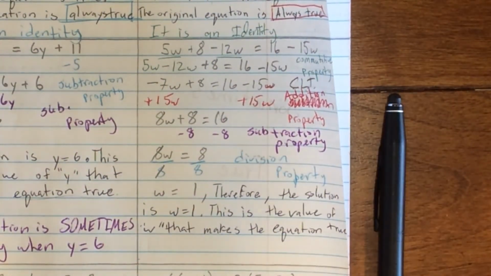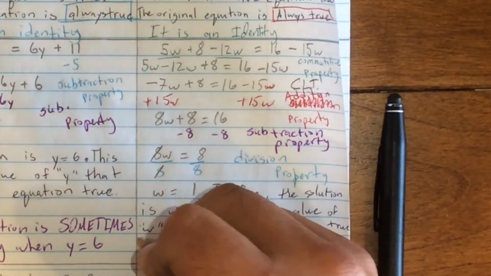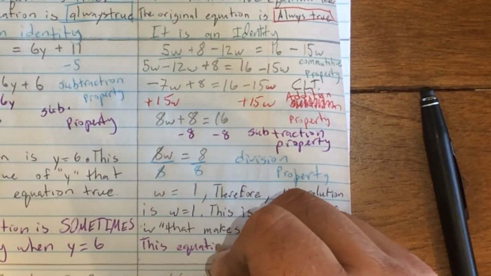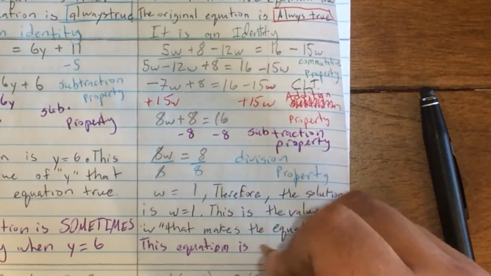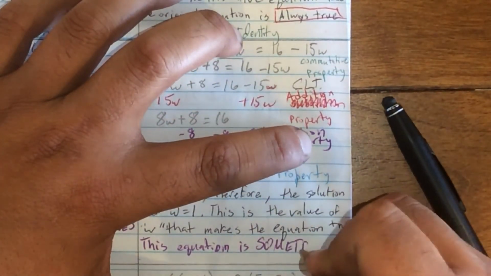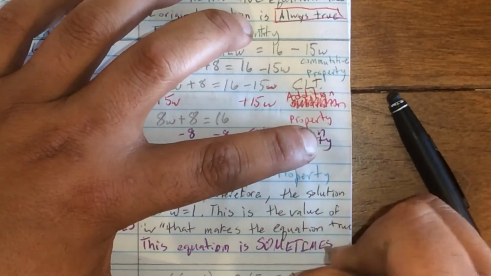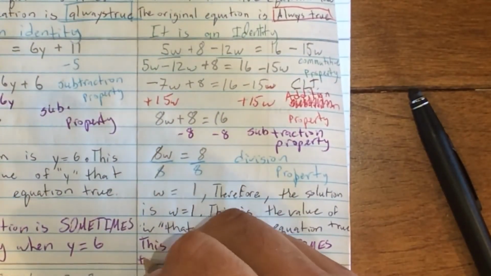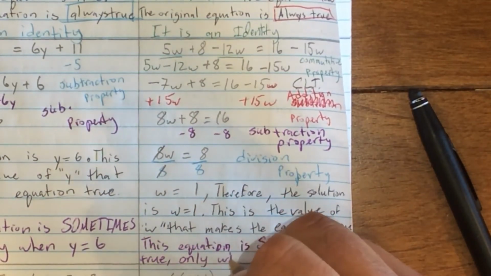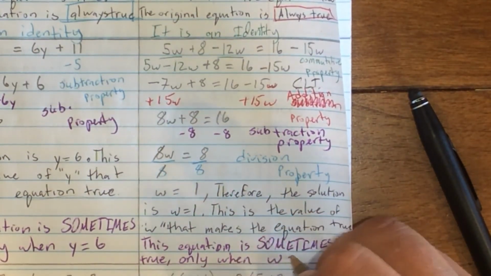So we have it again. So this equation is sometimes true. And once again, only when w is equal to 1.